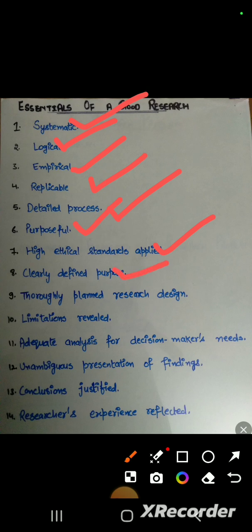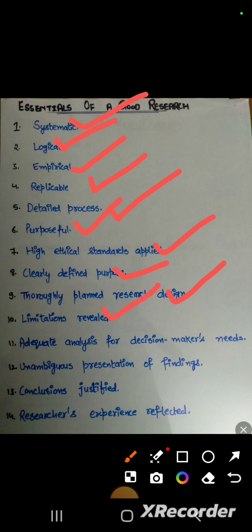Next is clearly defined purpose. This point is related to the previous point, that is, purposeful. It states that the purpose of the research should be clearly defined and common concepts should be used. Next is thoroughly planned research design. The procedural design of the research should be carefully planned to yield results that are as objective as possible.